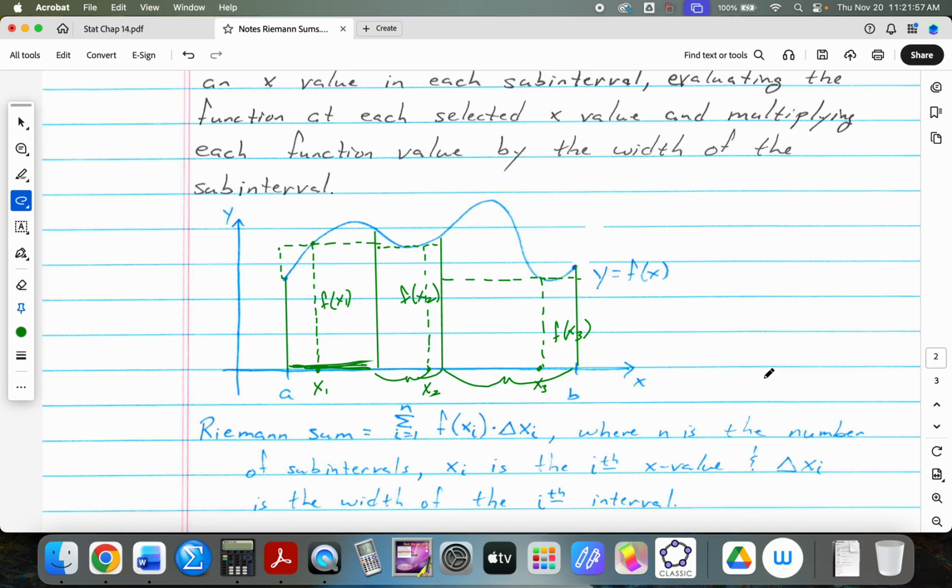So a Riemann sum is equal to the summation as i goes from 1 to n of f of x sub i, that's the height, and delta x sub i, that's the width. N is the number of subintervals. X sub i is the ith x value, so I picked 1 and 2 and 3. And delta x sub i is the width of the ith subinterval. So the width of each of those.